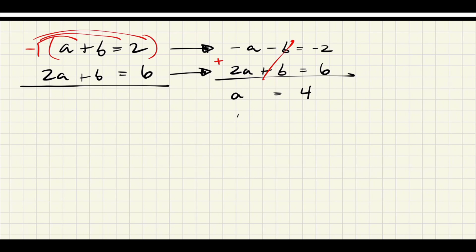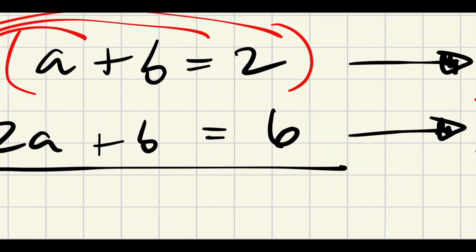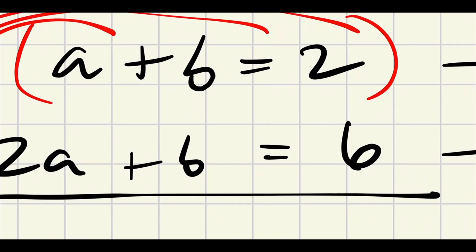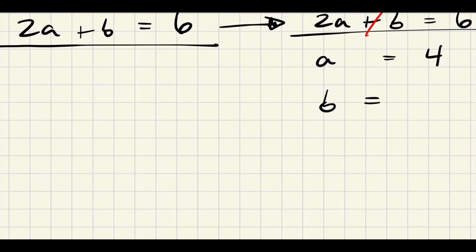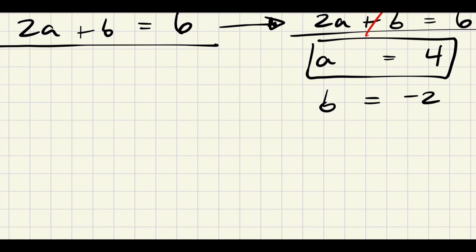what does B have to be? So if A is 4, what does B have to be? -2. B has to be -2 for it to work. And that's how you figure it out. You just plug it into one of them. So A is 4, B is -2.